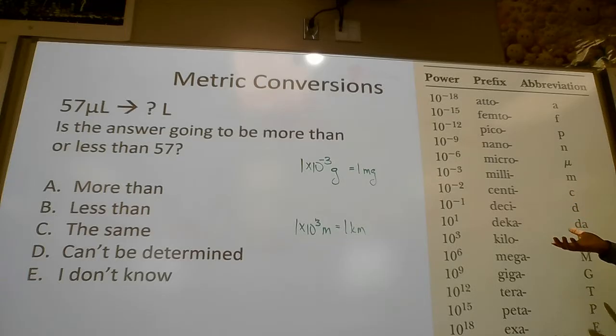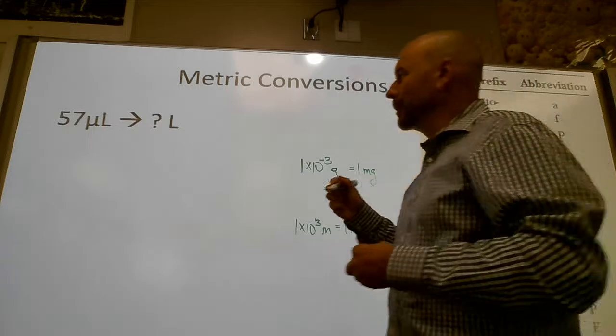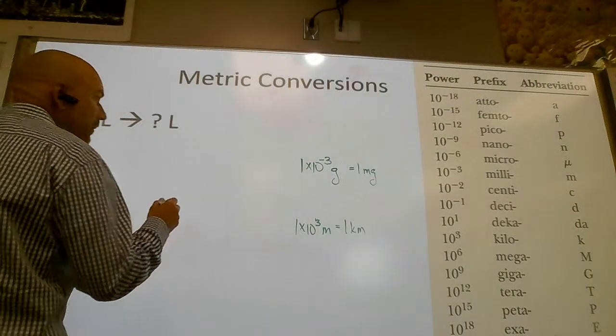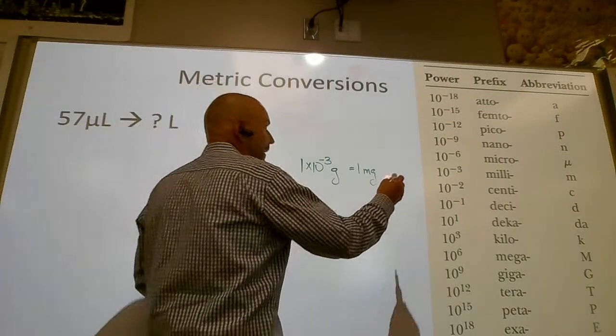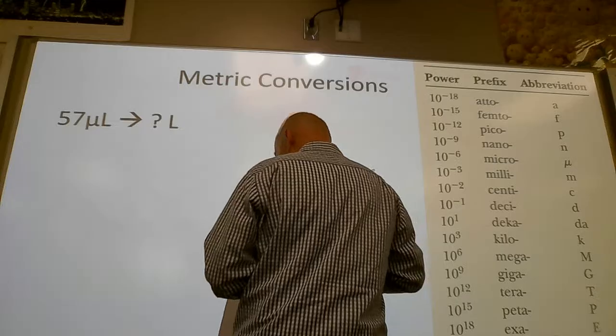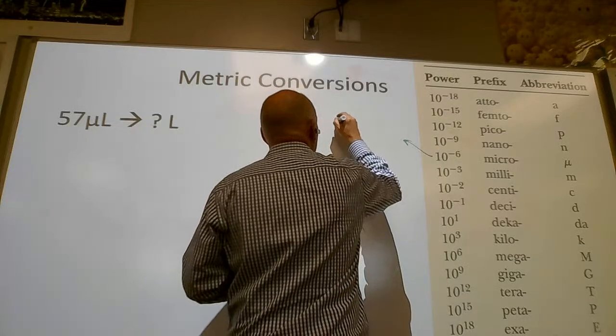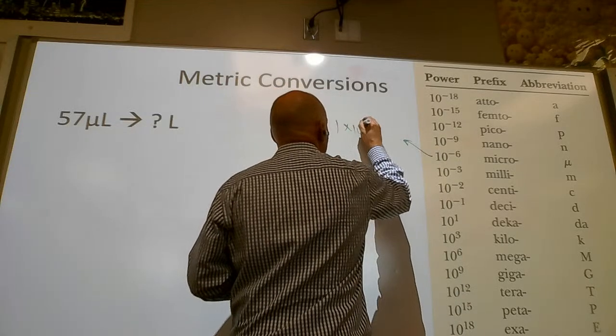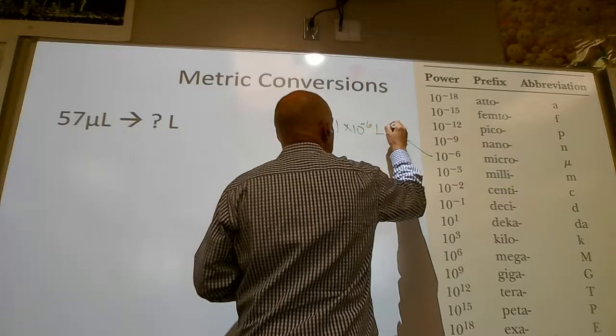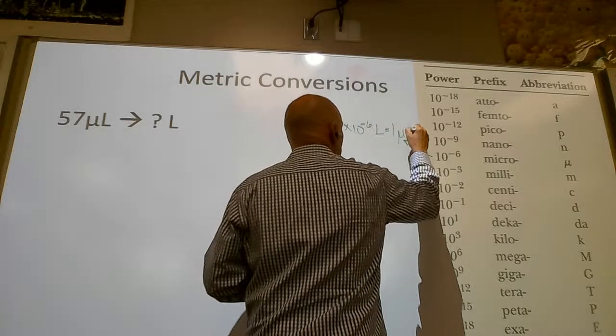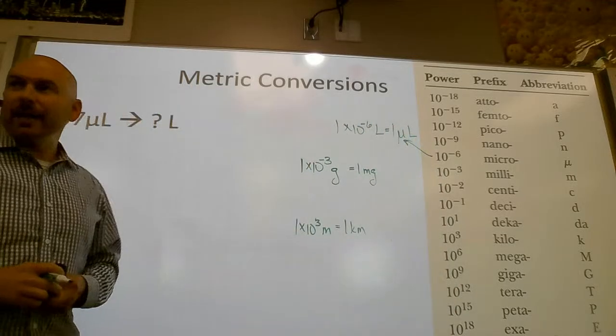So we're going to end up with a smaller number of a bigger unit. So we anticipate the answer to be smaller. Here's how to do that correctly. So we are looking at this, and we know that 1 times 10 to the negative 6th liters is equal to 1 microliter. That's how we use that chart.